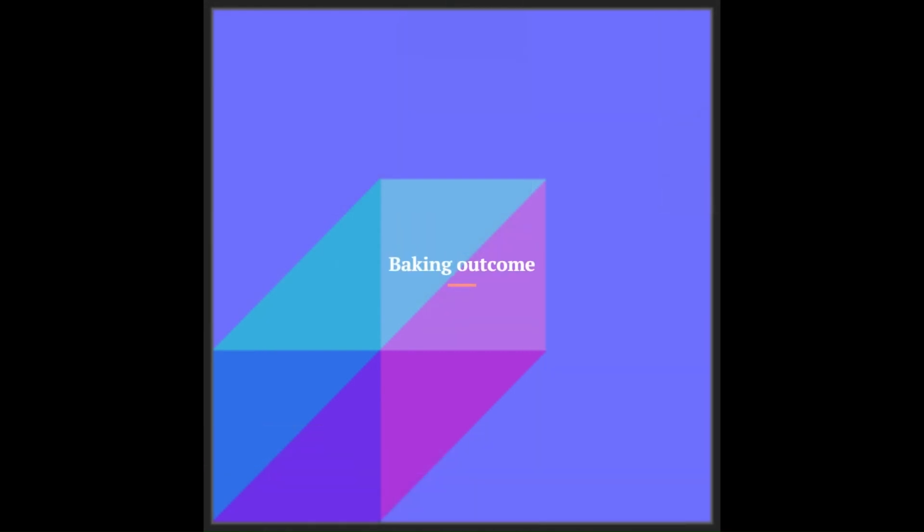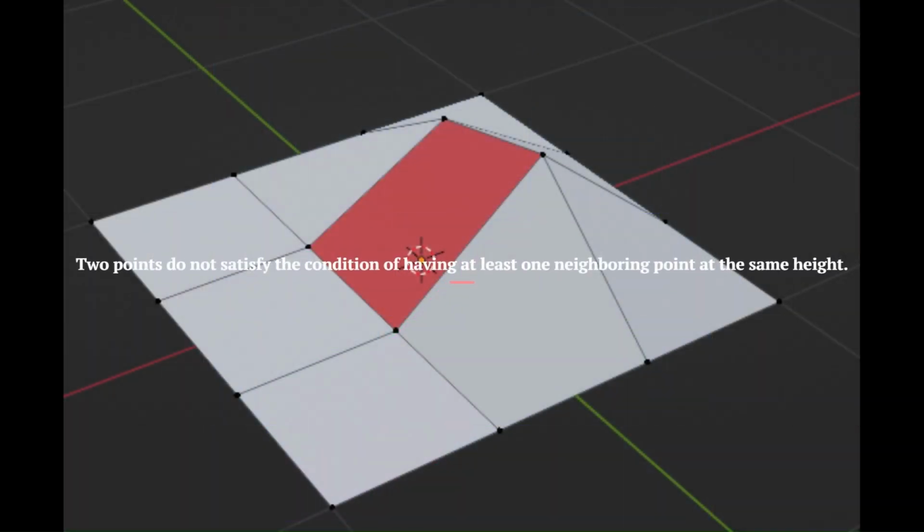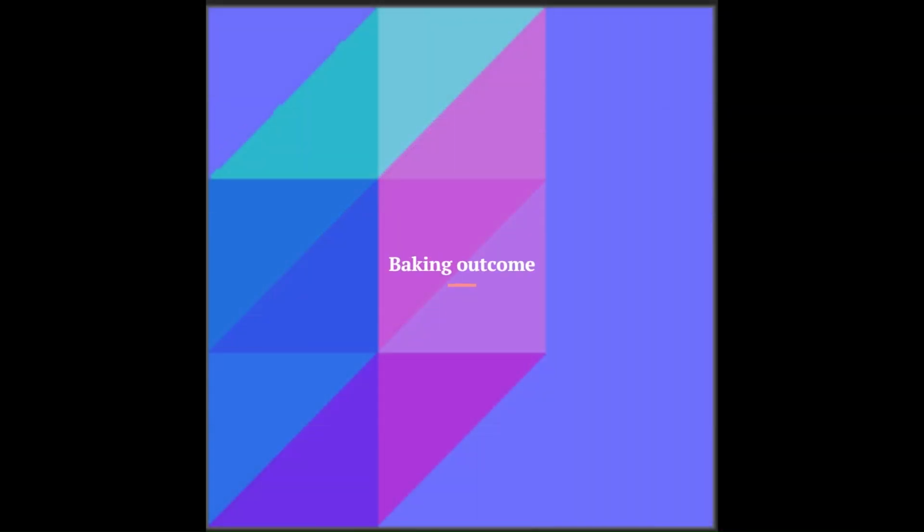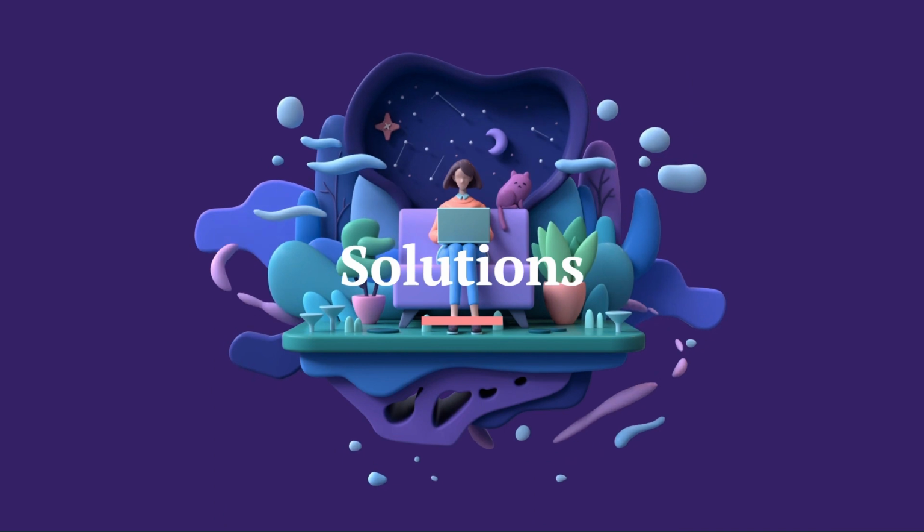The second one is, for the 4 points of each face, it's essential to make sure that a single point shares its height with one of its adjacent points. For example, if one point on the red face is elevated compared to the other 3 points, it results in the creation of triangular faces, as depicted in the image. There are 2 methods to address the issue.